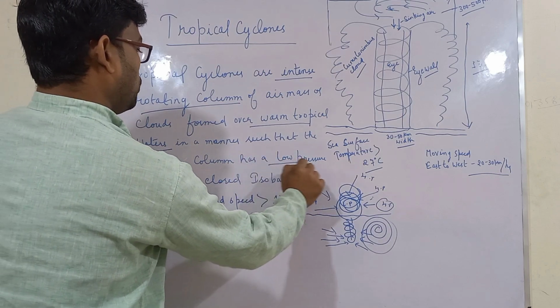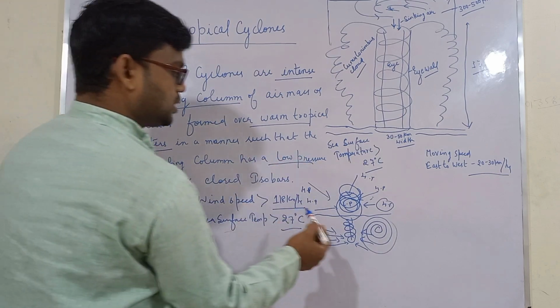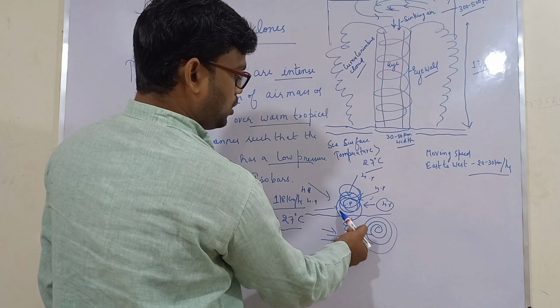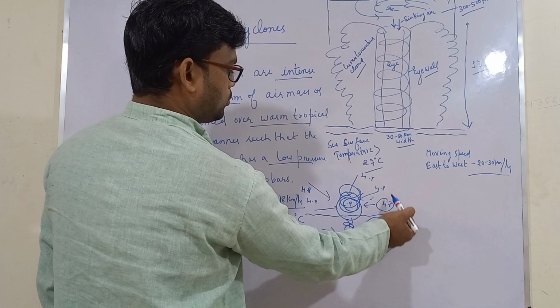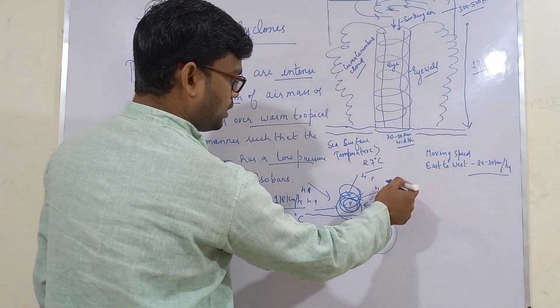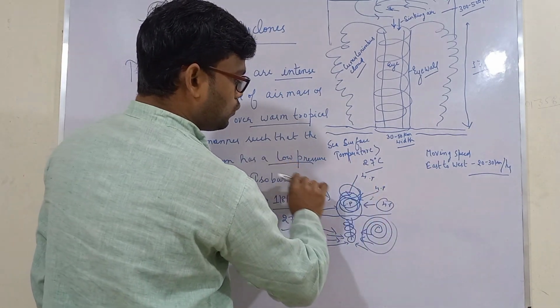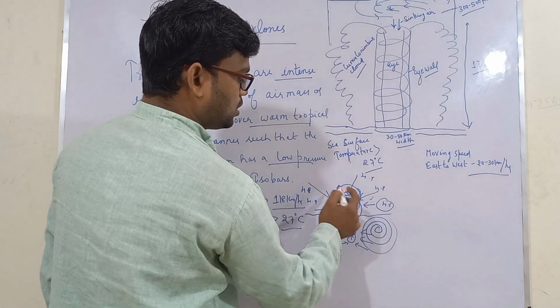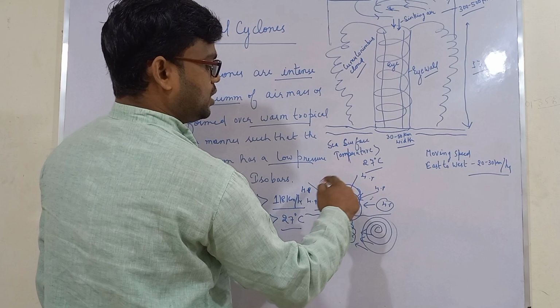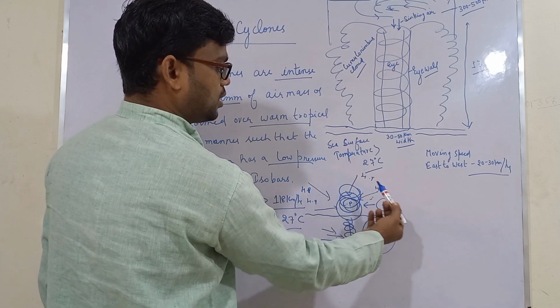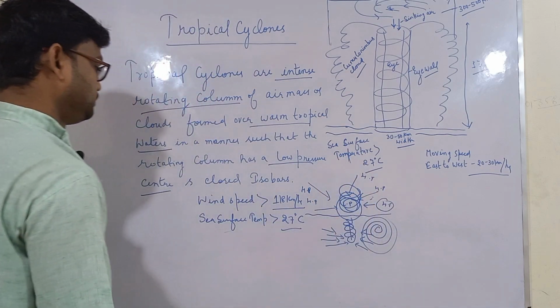And next is low pressure center. Low pressure center means there should be a low pressure center, and near to this low pressure center there should be high pressure centers from where the winds move toward the low pressure center, where these winds get converted into a rotating or swirling column of air under the impact of Coriolis force.